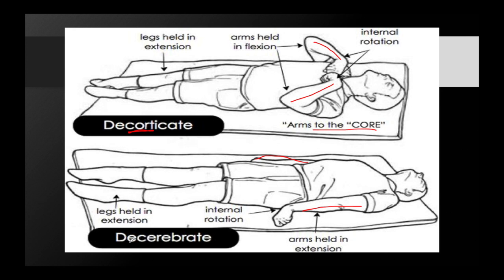Or we can also remember that decerebrate is extension by seeing the number of E's: there are 1, 2, 3 and 4 E's in decerebrate. That means the arms are in extension, and decorticate is flexion because the arms are to the core of his body. In the next video, I'll explain the decorticate and decerebrate posture in detail, and what lesions in the brain cause them. So for now, let's just understand that decorticate is an abnormal flexion response and decerebrate is an abnormal extension response of the hands. Now let's get to the mnemonic that we all are waiting for.